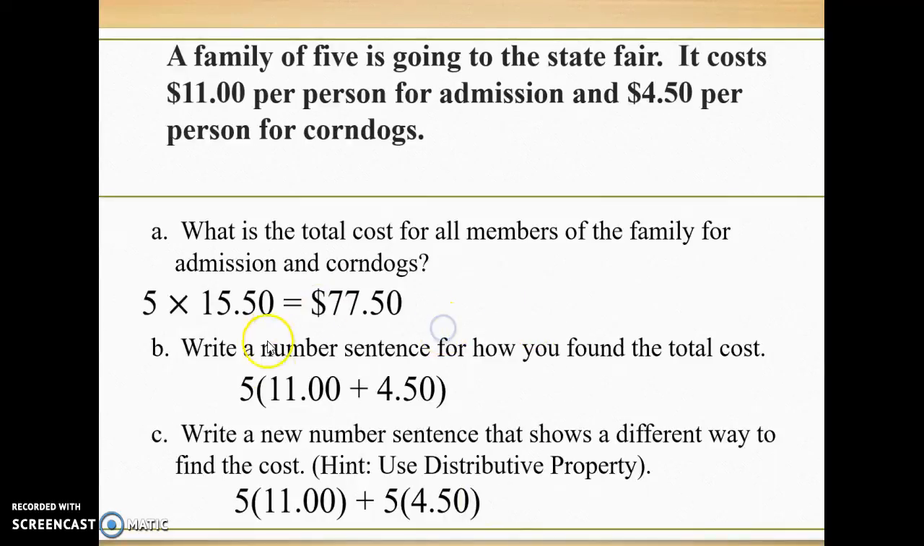Now, if you are using the first one, you would take 11 plus 4.50, which will give us 15.50. 5 times 15.50 will give us 77.50. If we are using the second way, we would take 5 times $11, which is 55, plus 5 times 4.50, which is 22.50. We add them up, and we still have 77.50.